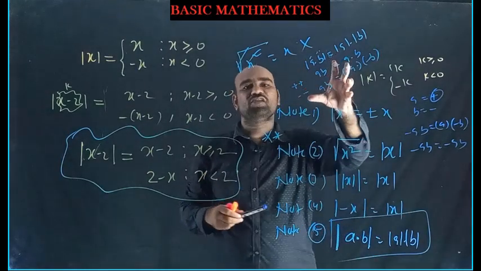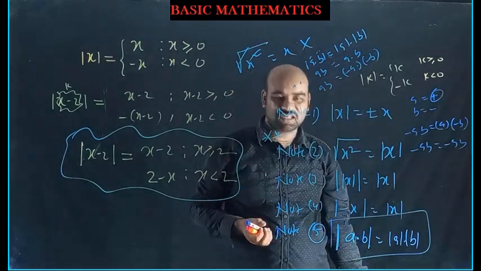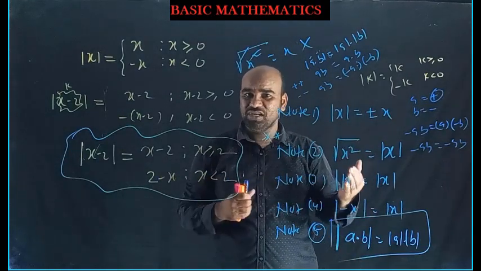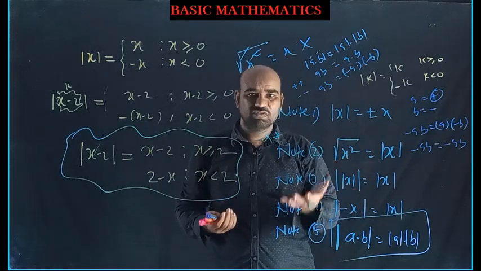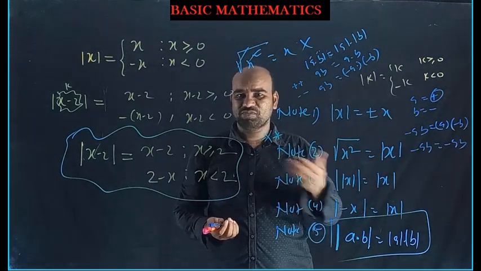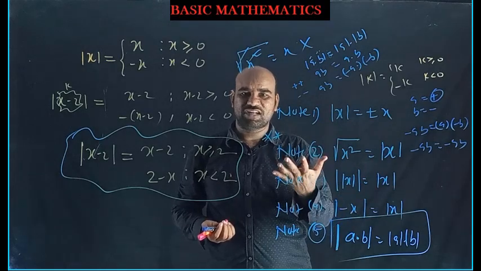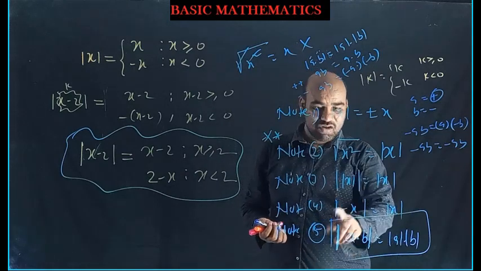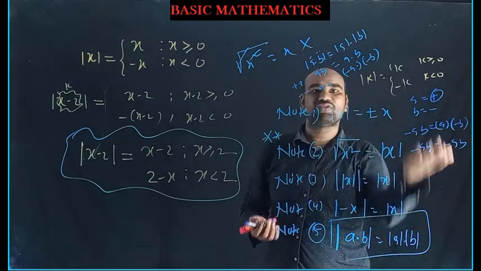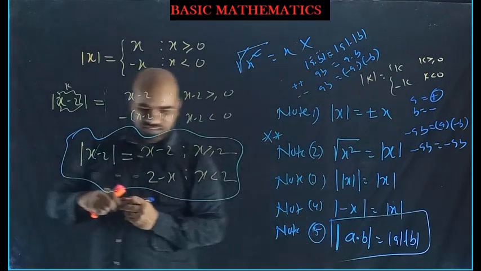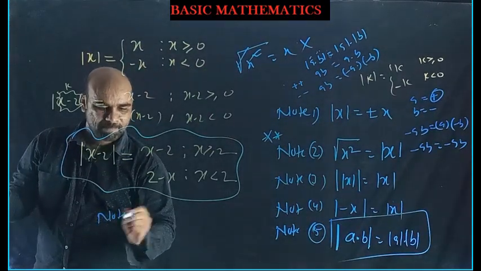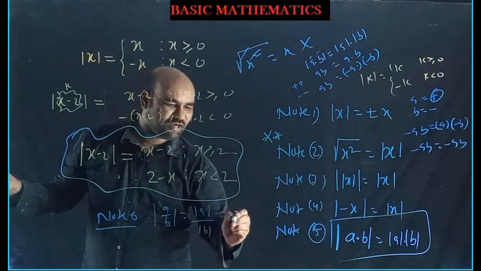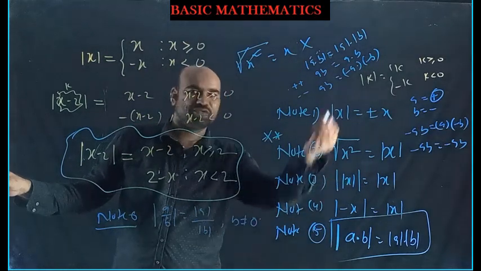In this way, we can prove several things in the modulus concept. You can prove it yourself. A positive, B positive; A negative, B negative; A positive, B negative; A negative, B positive. Only those cases will arise. Four cases will arise. If the given statement is true in all four cases, you can take it as a property. So modulus of A into B equal to mod A into mod B, just now I proved. Similarly, note 6: mod A by mod B equal to mod of A by B, provided B is not equal to 0. In a similar way you can prove it, that is not a big problem.